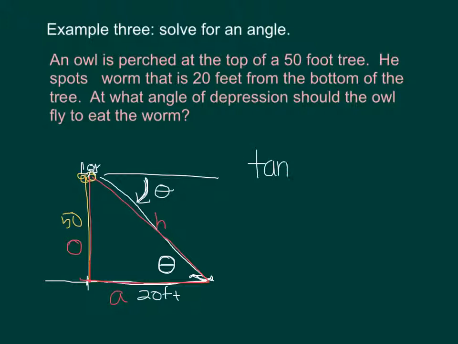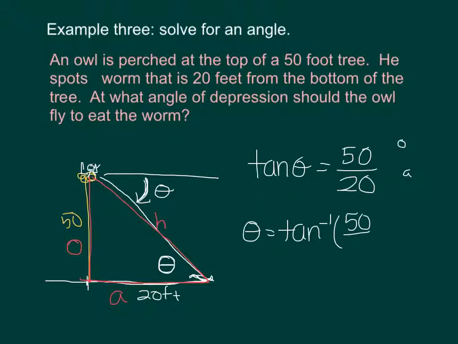So tangent of theta equals 50 over 20, opposite over adjacent. So now I, of course, need to use my calculator with the inverse button. So I'm going to do inverse tan of 50 over 20. And I get theta equals 68.2 degrees.